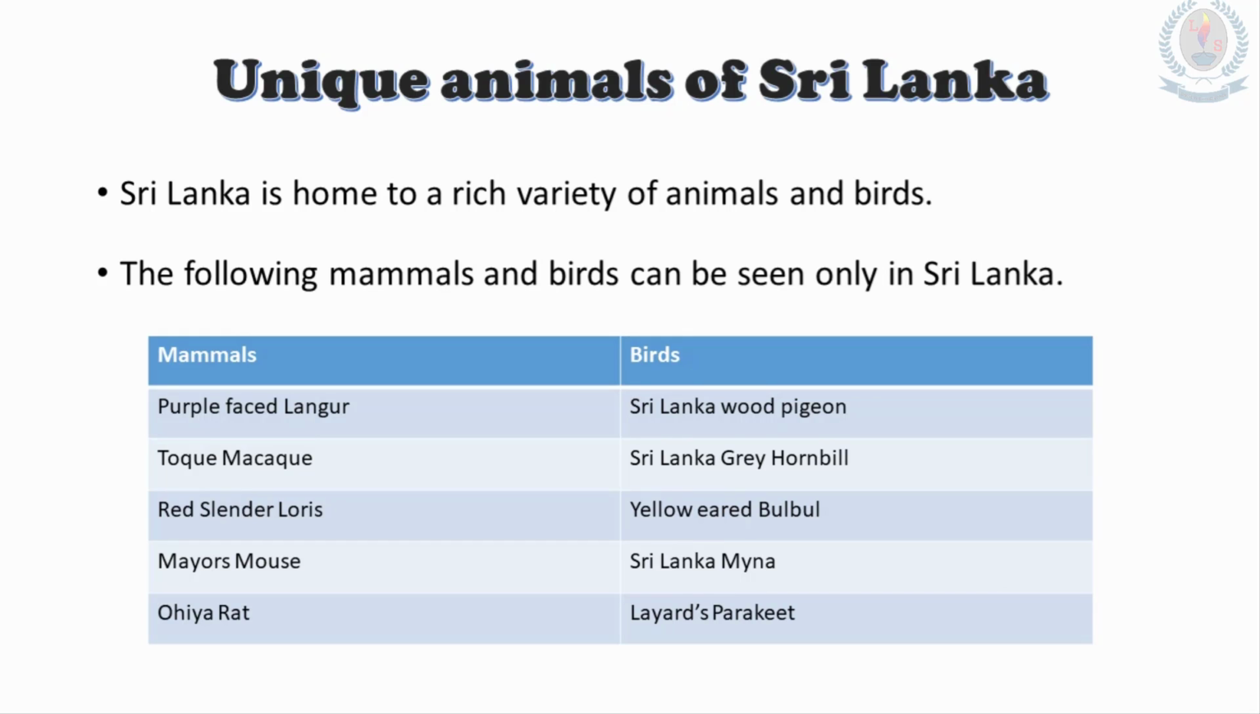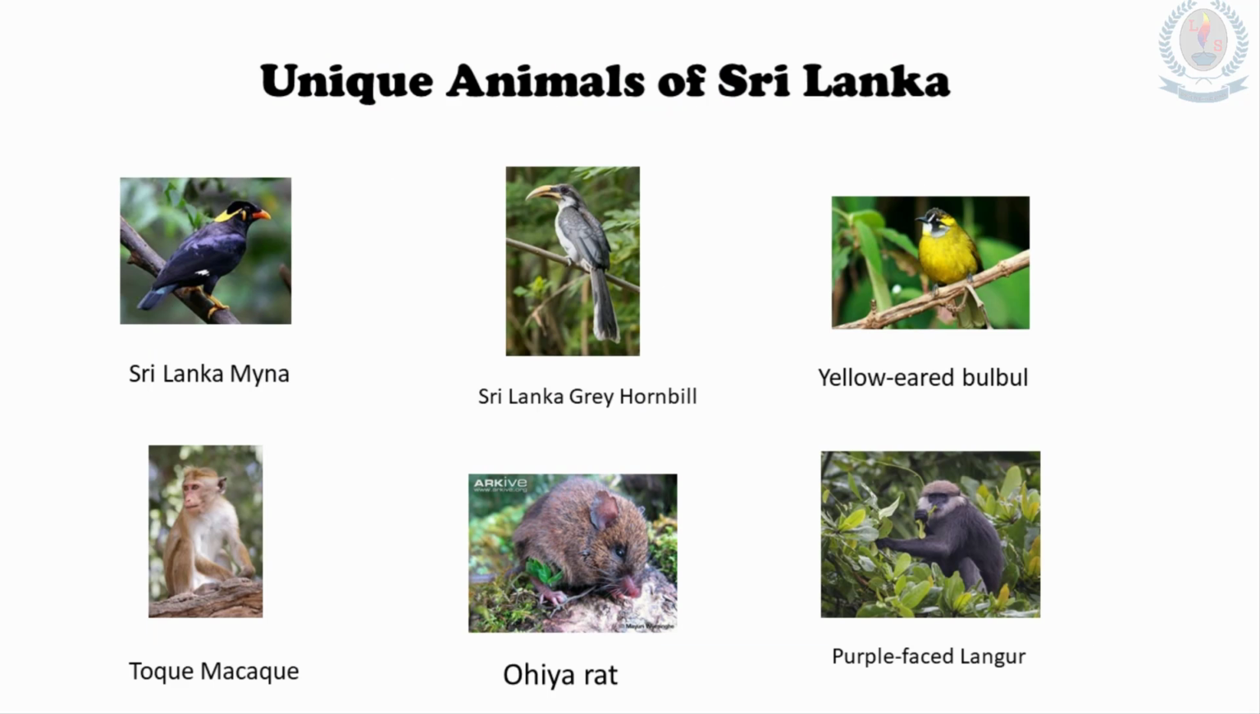Unique birds of Sri Lanka. Sri Lanka wood pigeon, Sri Lanka grey hornbill, yellow-eared bulbul, Sri Lanka myna, and layard's parakeet. Here you can see pictures of some unique birds and mammals of Sri Lanka. Sri Lanka myna, Sri Lanka grey hornbill, yellow-eared bulbul.